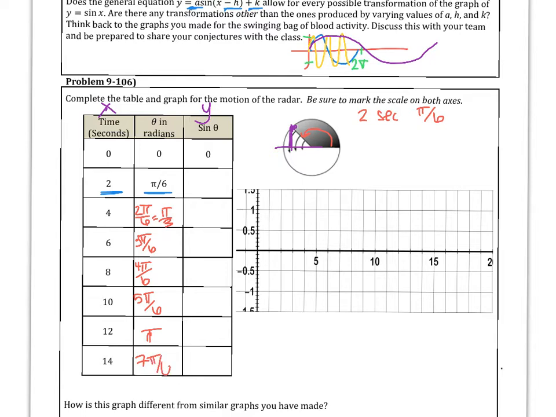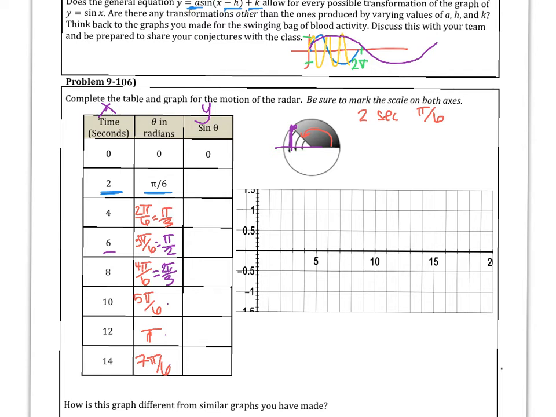Okay, now we can simplify these. After 6 seconds, we were at 3 pi over 6, that's pi over 2. 4 pi over 6 is 2 pi thirds. 5 pi over 6 is simplified, pi is simplified, and so is 7 pi over 6.